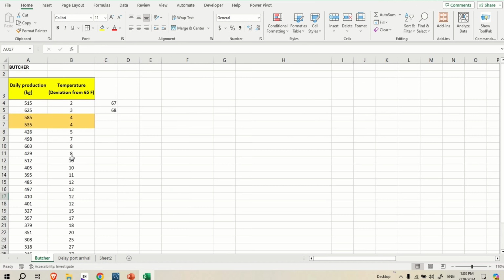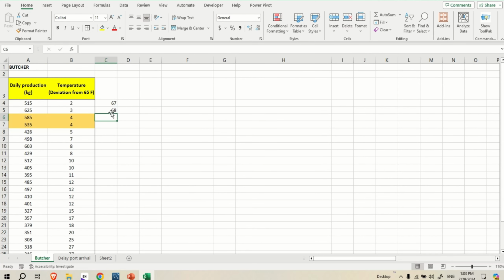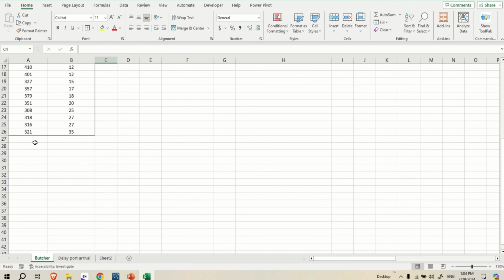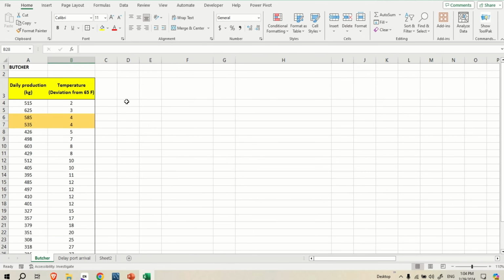So now we come to a typical case of simple linear regression where we have data like this, where maybe this is a meat production company, and the daily production is dependent on the temperature deviation, or the temperature. Let me just use temperature, right? So we want to predict what the meat production is going to be when the temperature deviation is 26. So how can we do that?